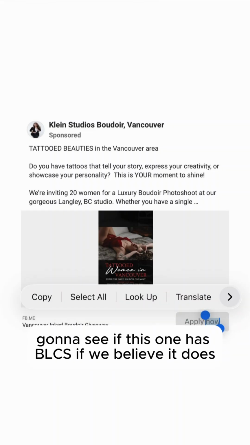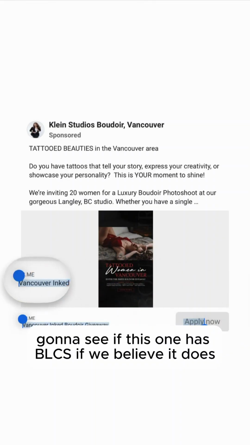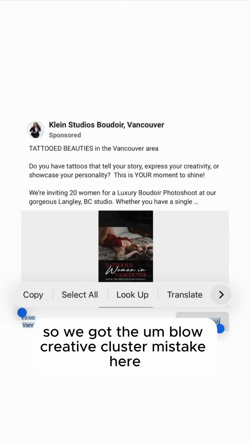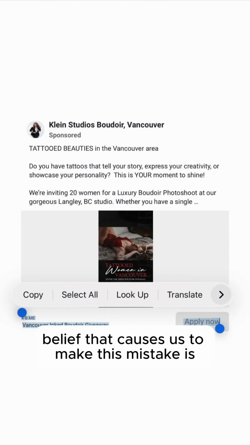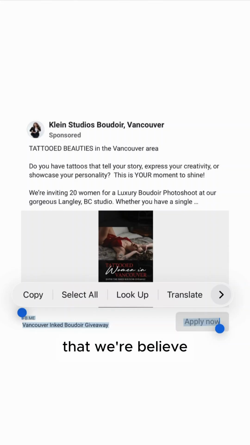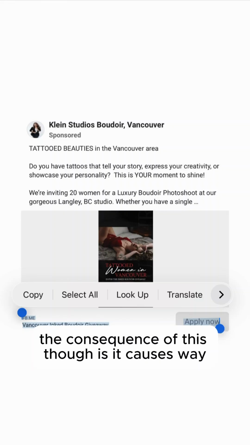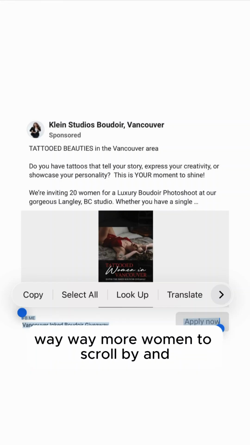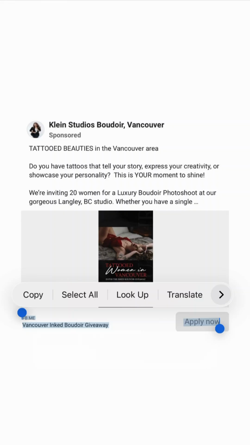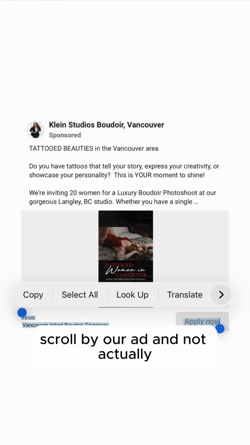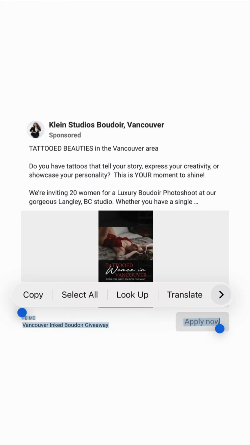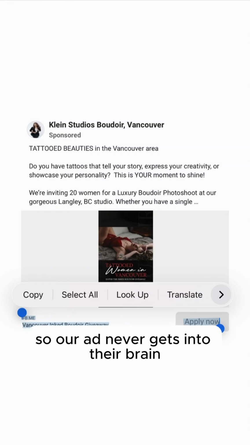Going to see if this one has BLCS, or if we believe it does. So we've got the below creative cluster mistake here. The false belief that caused us to make this mistake is that we believe we should trust and follow what Facebook tells us to fill out. The consequence of this, though, is that way more women scroll by our ad and not actually click, so our ad never gets into their brain.